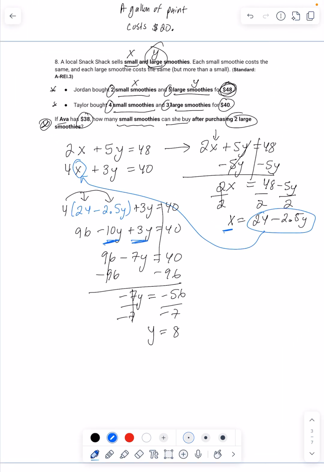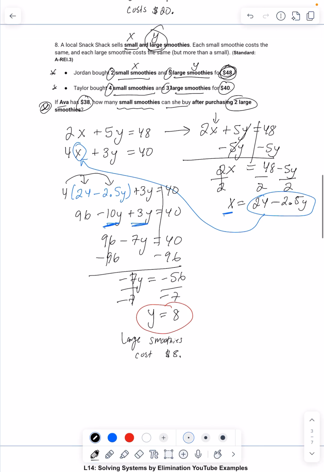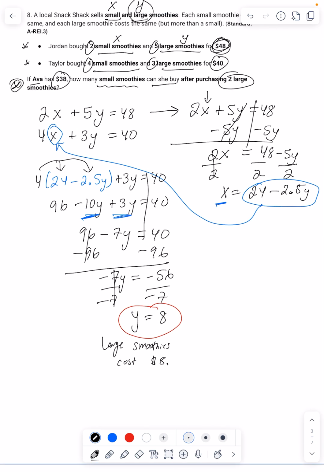So what this tells us is that the large smoothies cost $8. That's what it means. Which gets us closer. We're trying to figure out the cost of both so we can determine the situation with Ava over here.